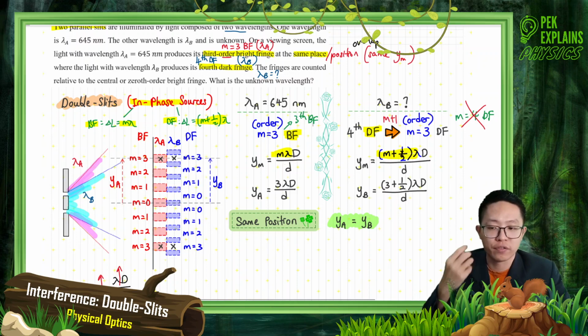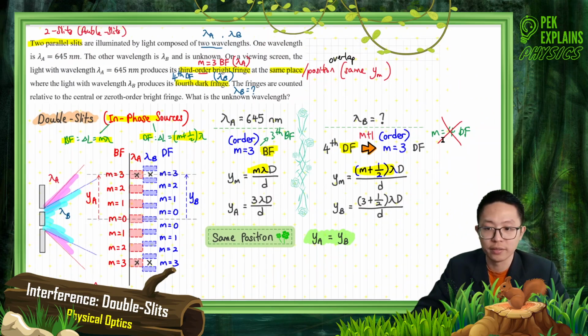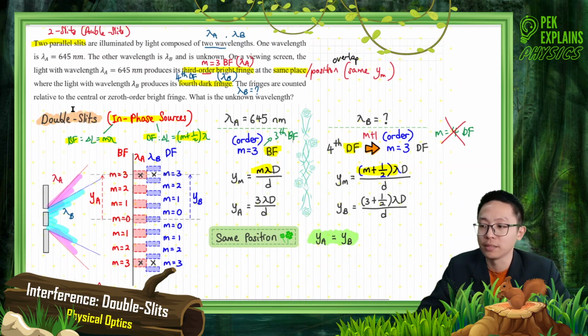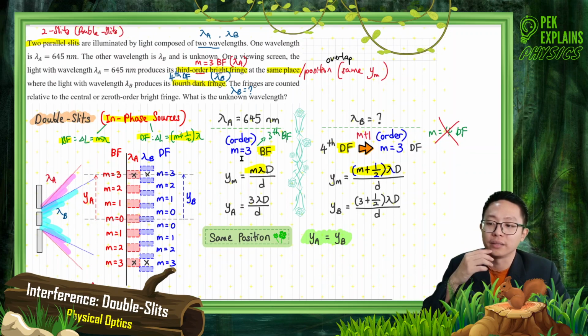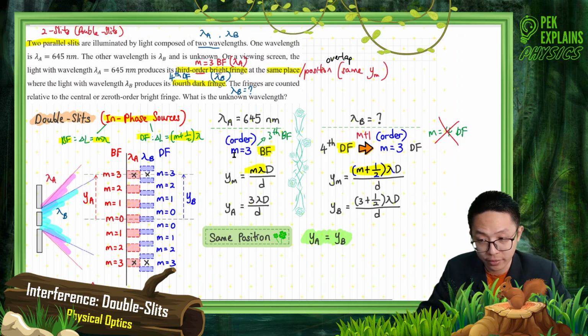Besides knowing the correct formula for y for each one, you must also know what order the fringes are. What is the order for the fourth dark fringe? It's not the fourth order, it's the third order dark fringe. You must know that also because it's double slit. Third order bright fringe is third order. So you must know the correct order. You must know the correct formula.